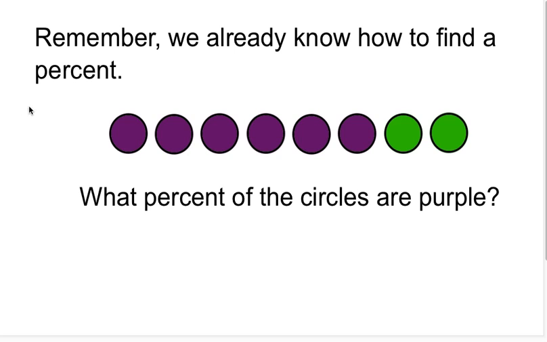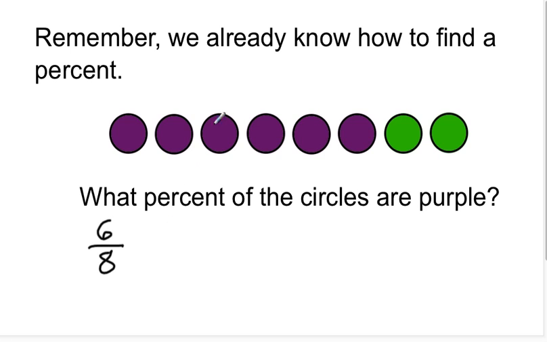Alright? Now, what I want to do is refresh your memory, because we already know how to find a percent. For example, we have 1, 2, 3, 4, 5, 6, 7, 8 circles. What percent of the circles are purple? In this case, we know that we have 8 circles and a total of 6 of them are purple.